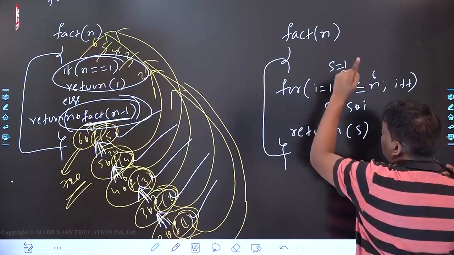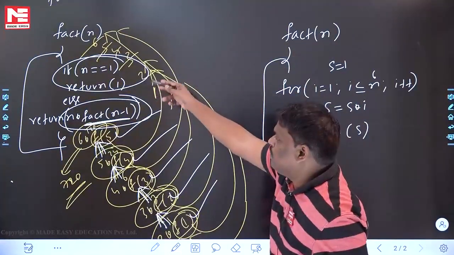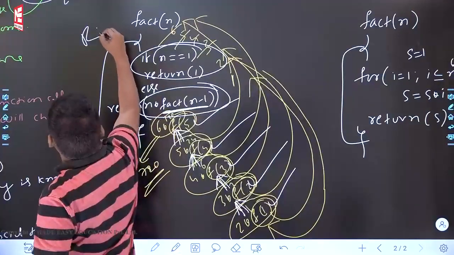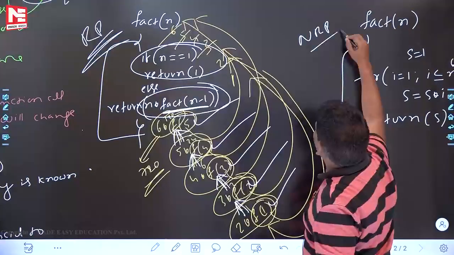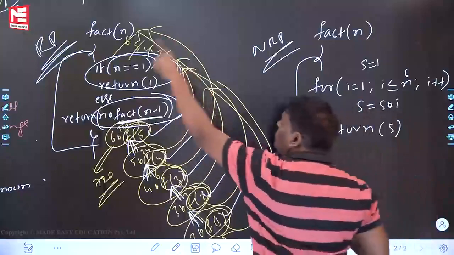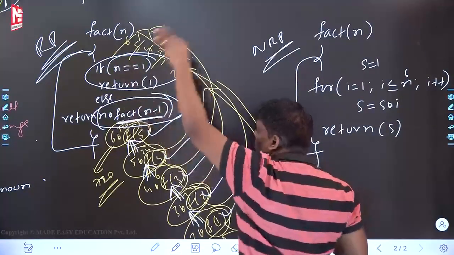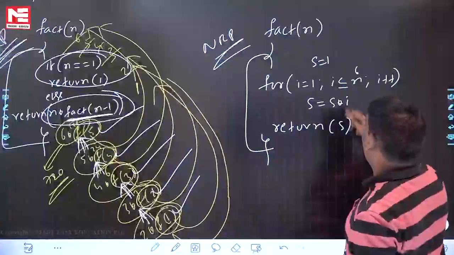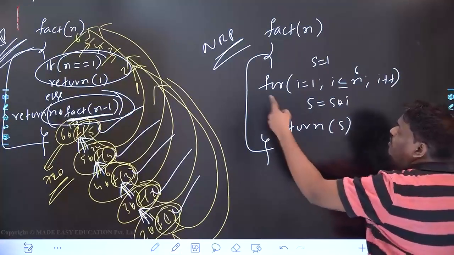Right? This will also find the factorial. Remember, this is also a program, that is also a program. It is a recursive program, and it is a non-recursive program. In the non-recursive program, a loop is there. In the recursive program, the same thing can be done by calling itself again and again. In non-recursion, just take one for loop and do that.